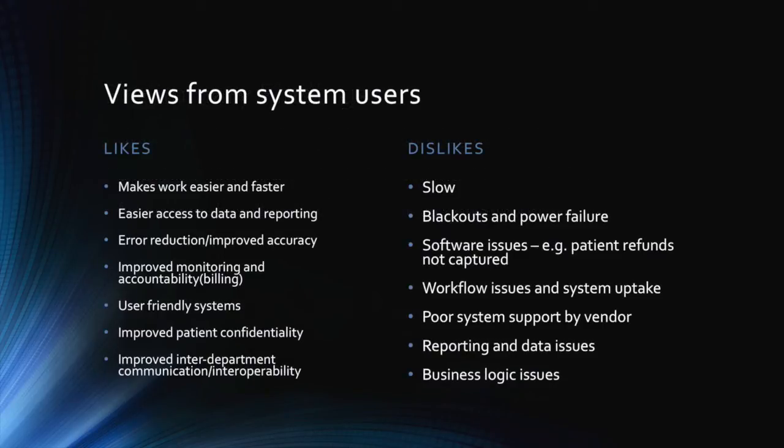In terms of what the users thought of the systems, there's quite a lot of disparity here, again, depending on the different systems. But some of the themes that we got out of the interviews so far was that some people say it makes the work easier and faster, easier to access data, and some error reduction and improved accuracy, which is along the lines of what I was talking about before. But also improved monitoring and accountability. Some people say the systems are really user-friendly, and actually some of these new systems are really nice. They're much more user-friendly than a lot of the systems we use in the UK and elsewhere. Improved patient confidentiality was another theme that came up. And improved interdepartmental communication. So within the hospitals themselves, they can talk within departments using the electronic health record systems.